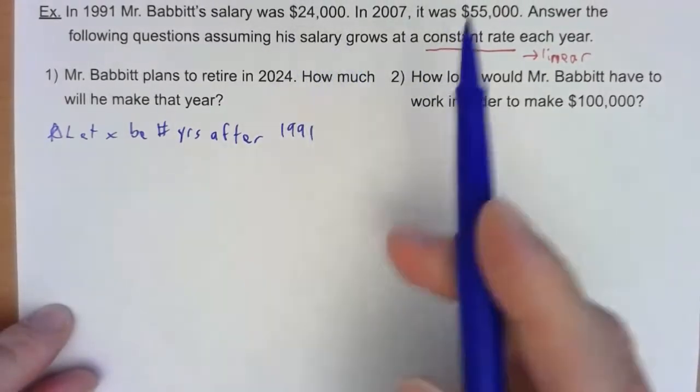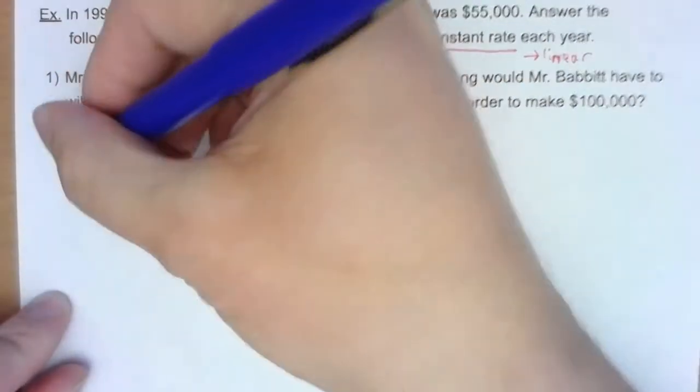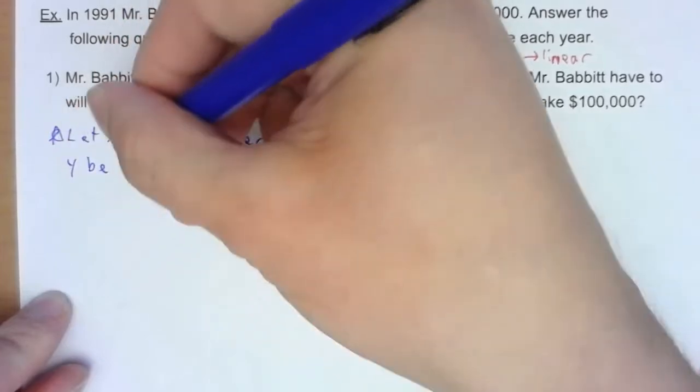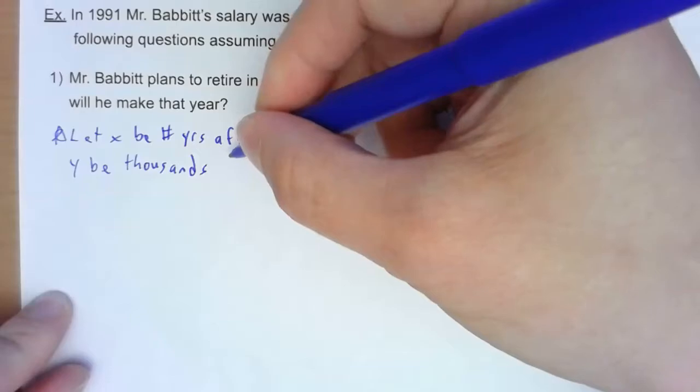I'm also going to say, you know, I don't want to deal with these numbers in the thousands. I don't want to have to keep writing those zeros over and over again. And so let's let y be thousands of dollars. So y is going to be in thousands.